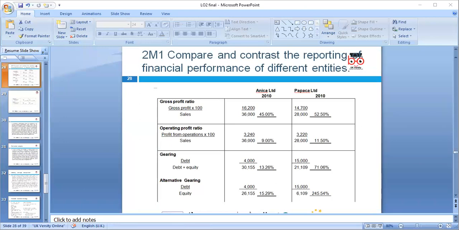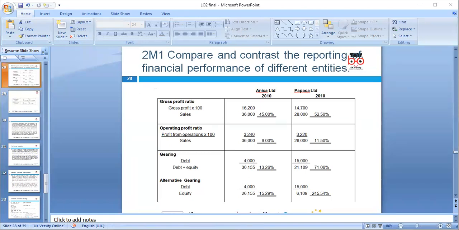For operating profit, we look at the difference between the gross profit and operating profit, which is your overhead expense. Gearing ratios: if you drive in a high gear, your gearing ratio comes out high, which represents that the company is high risk. This company's gearing ratio is 13.27, the other is 71. So Papika is riskier than Anika.